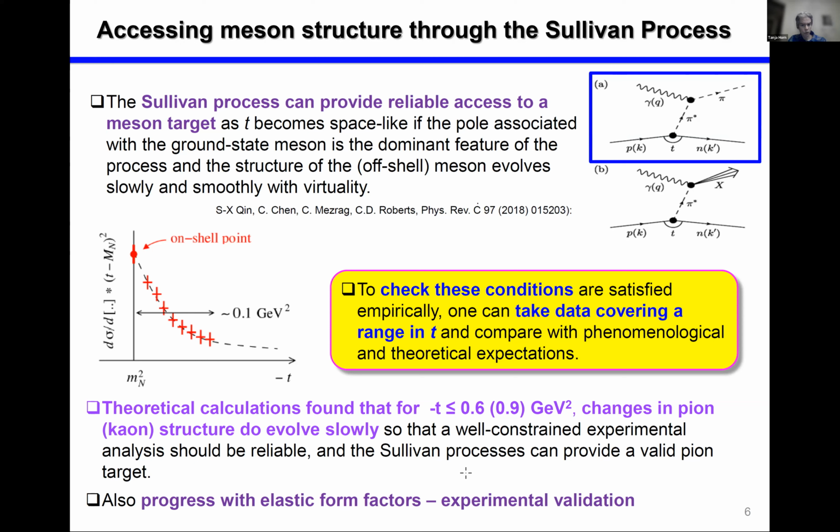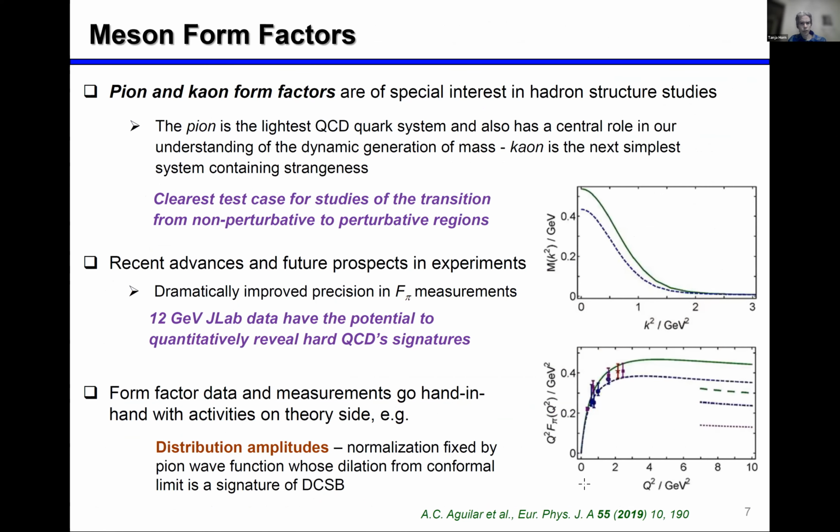extract the meson structure. Now, most progress of this has been done with the elastic form factors. The experimental validation, in particular at GeV JLab, has been a major focus topic. So I will talk about that first. And then, as I said, later come to the pion structure and kaon structure functions.